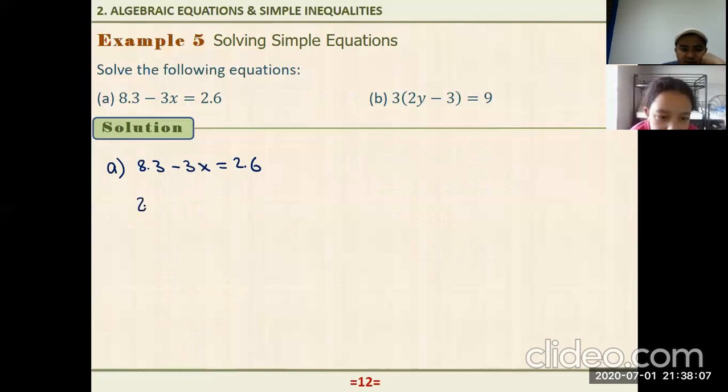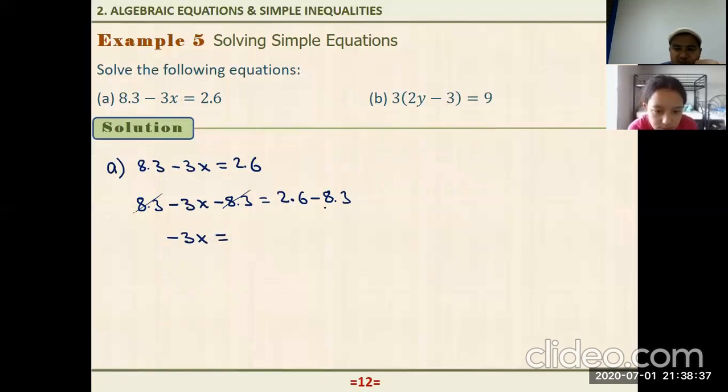So I will do it like this: 8.3 minus 3x minus 8.3 equals 2.6 minus 8.3. I subtracted the same thing from both sides of the equation. So what is 8.3 minus 8.3? 0. So these things are gone. Now what is left here? Be careful. Here we have minus 3x equals.